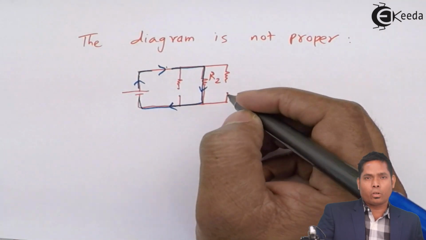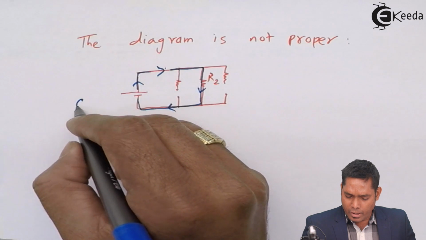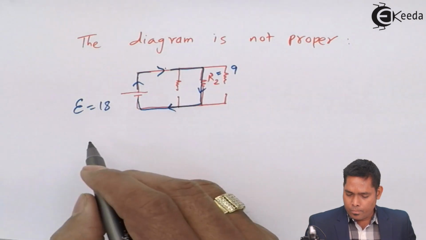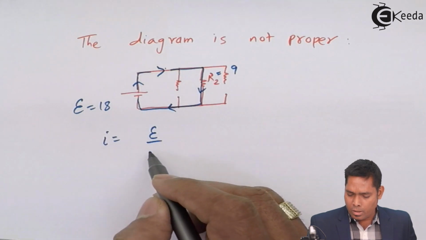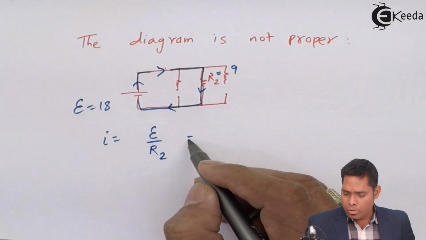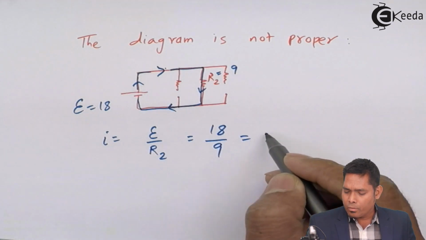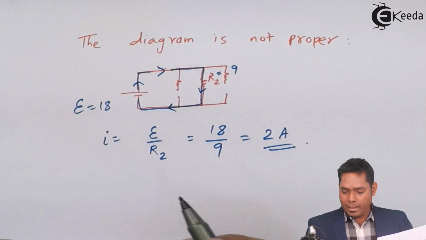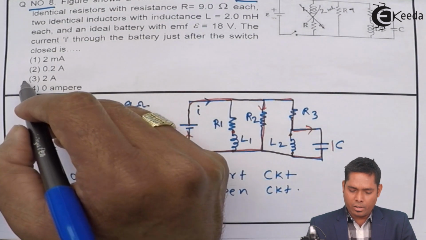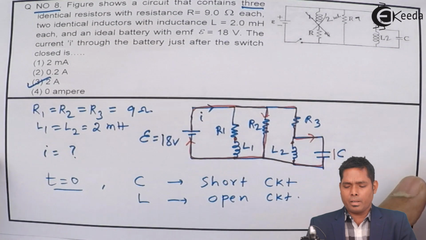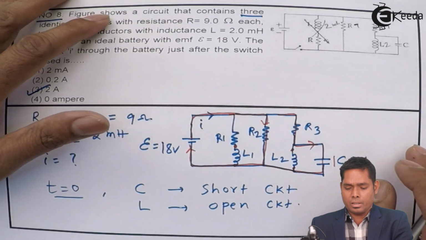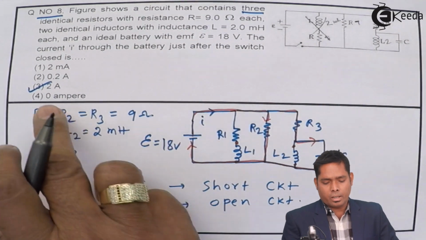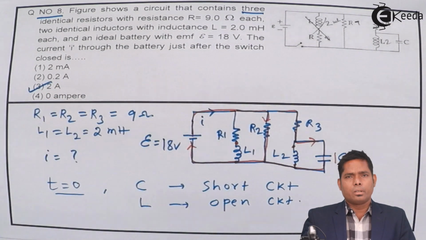Otherwise you have to draw the actual diagram. If it is so, then E equals to 18 here and R2 equals to 9 over there. So I will be E over R, that is your R2, this is 18 by 9, which is 2 ampere. So if you go by that, then 2 ampere is the answer and it is the option number 3. So to get the marks, you will obviously write 2 amperes, but the diagram is not proper. Okay, the answer to this question is 2 ampere. Okay, thank you.